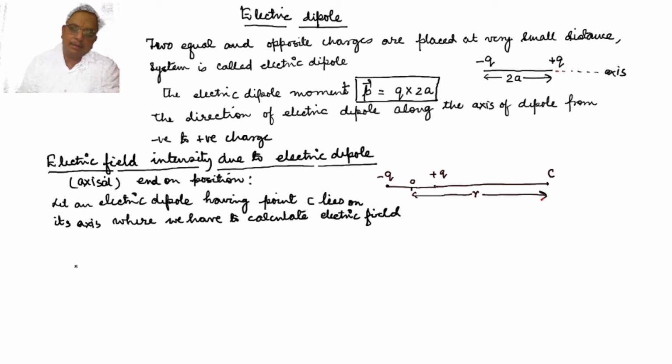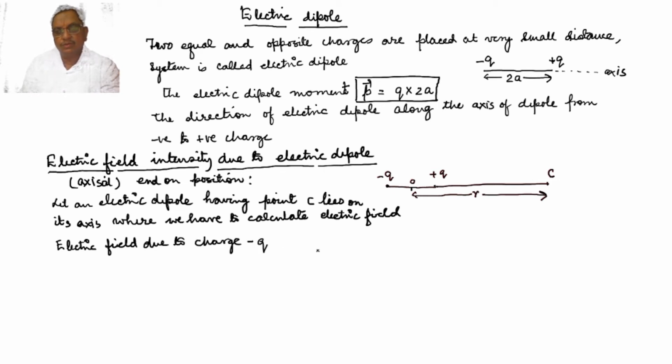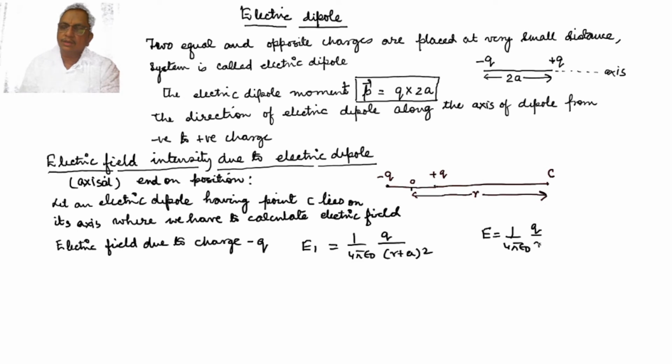Now we apply the only formula, the electric field. We use it here and we calculate the electric field due to charge minus Q. Electric field due to charge minus Q, that is E1, will be equal to 1 over 4 pi epsilon 0 Q over R plus A whole square, from the formula E equal to 1 over 4 pi epsilon 0 Q over R square.